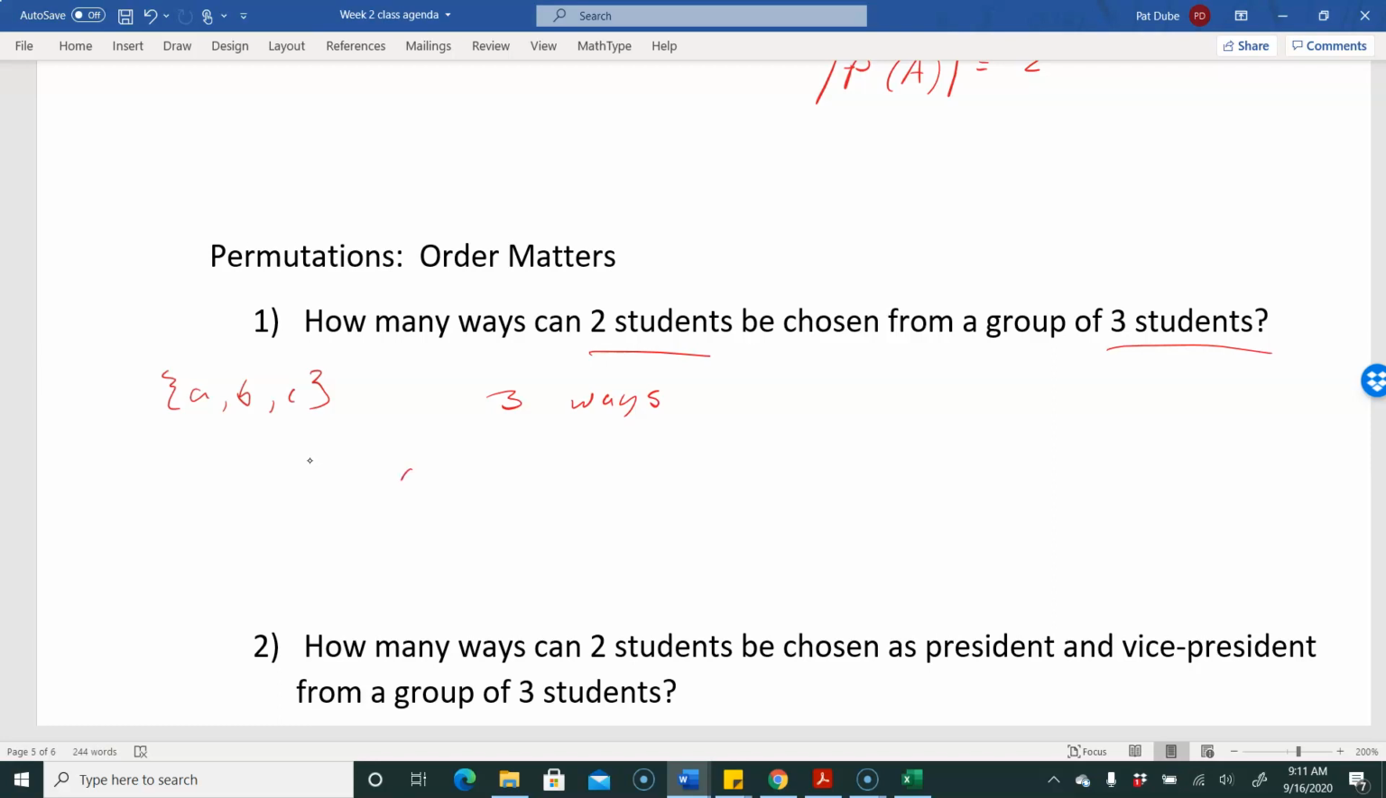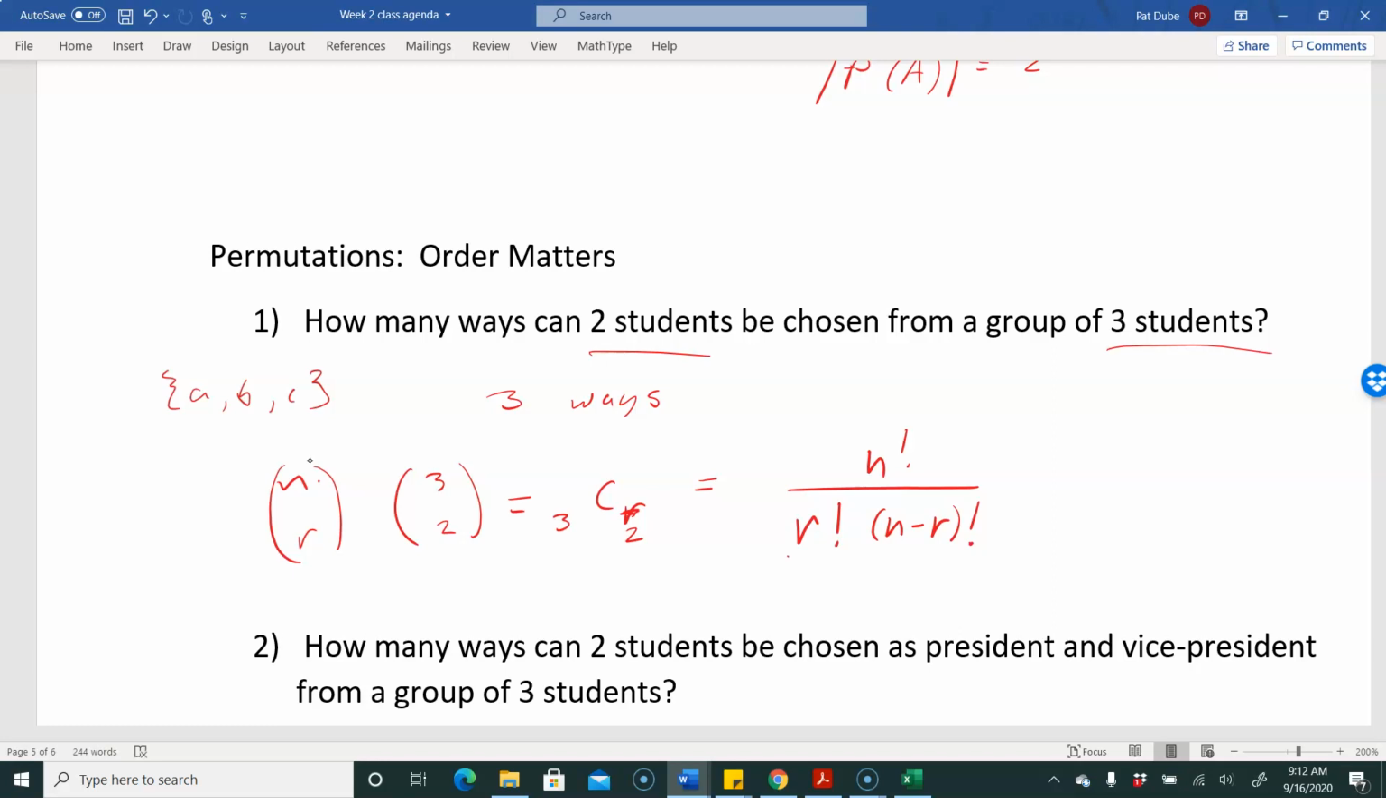So that's a combination. We see that's a 3 choose 2, sorry, that should be a 2, in your calculator. And the formula for that is, so this is n choose r. So I'm going to write the formula with n's and r's. I have a set of size n, and I'm choosing r from it. I have n factorial over r factorial times n minus r factorial.